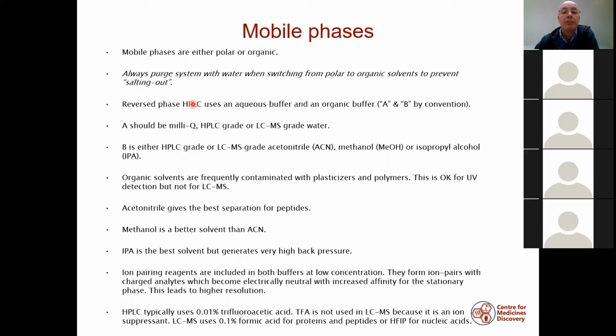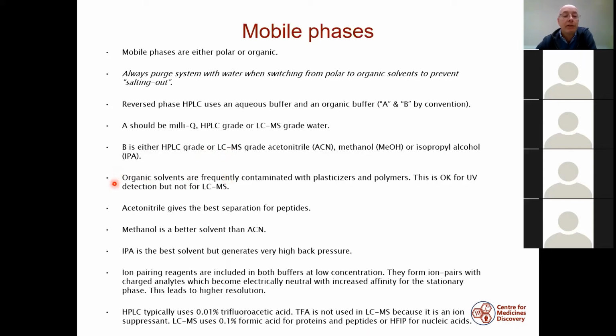So in reverse phase HPLC, we always have solvents A and B. The aqueous one is by convention A, the organic one is B. Solvent A, the aqueous solvent, is usually Milli-Q water. It could also be HPLC grade water or LCMS grade water, but the quality of the water is obviously very important. Solvent B is usually HPLC grade or LCMS grade acetonitrile. It can also be methanol, or it may be something else like isopropyl alcohol.